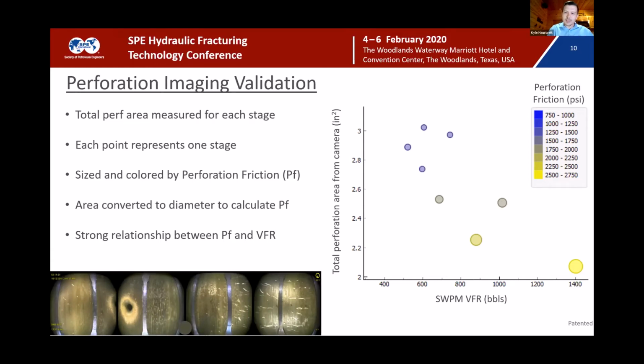So our goal again is to push that to the right. We want a higher volume pumped before we see a response. And the main takeaway here is higher perforation friction, the larger, lighter colored dots, are correlated to a higher volume to first response. So this was an early indication for us that perforation friction is helping to improve our fluid distribution. The camera results agree very well with the sealed wellbore data. So again, cross-validating diagnostics is a very important step.